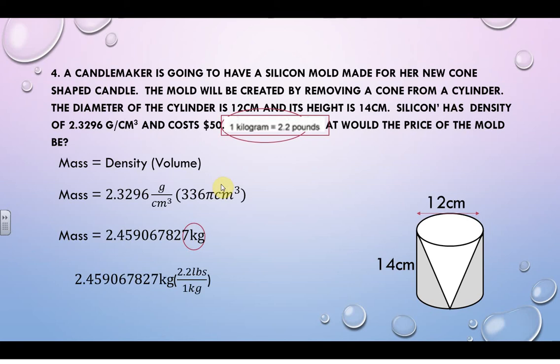Now we can multiply that, because we want to get it to pounds. So I'm putting pounds over kilograms, so my kilograms cancel. And I have approximately 5 2/10 pounds. When I multiply that by $50, whoa, that's a very expensive mold. It's $270.50 just for the mold. I know where to round for money because I should always round to the nearest cent because it is money.